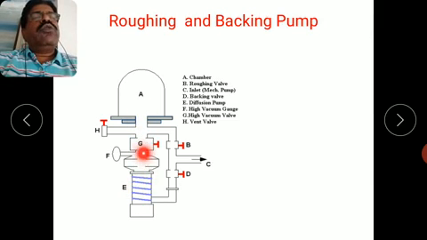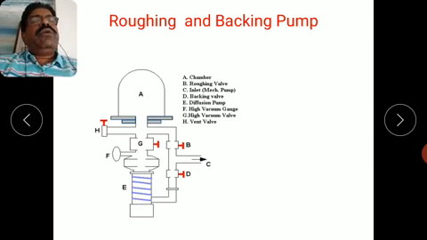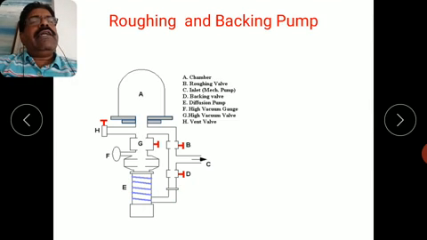At that time you have to open this valve G, and also you have to open this valve D, which is the backing valve. Again, these pumps, mostly momentum transfer pumps, cannot directly discharge the gas molecules to atmospheric pressure. If you do it that way, it will certainly affect the performance parameters of this high vacuum pump. So the solution is that you have to use a backing pump.